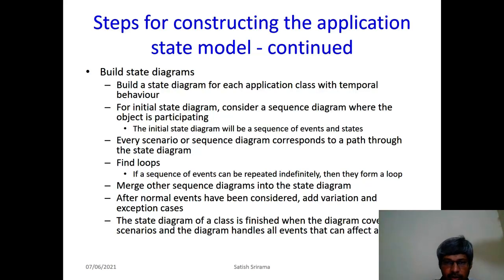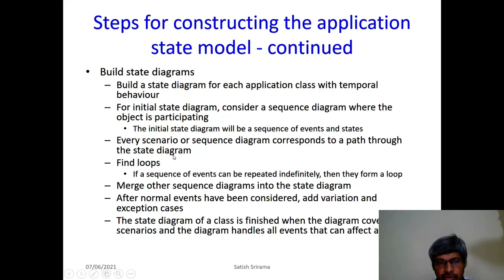In the interaction model you have a lot of sequence diagrams. Take a sequence diagram where one of these objects is participating. If you are talking about an application class, see where its object is participating in any of the sequence diagrams, and extract those events from there. All the events which are coming in and all the events which are going out, and from there you define the states.